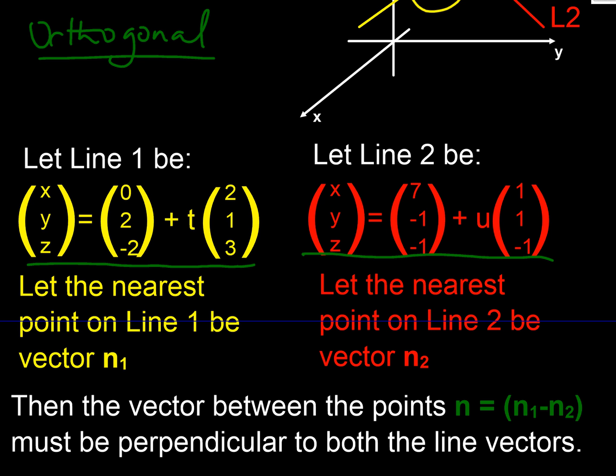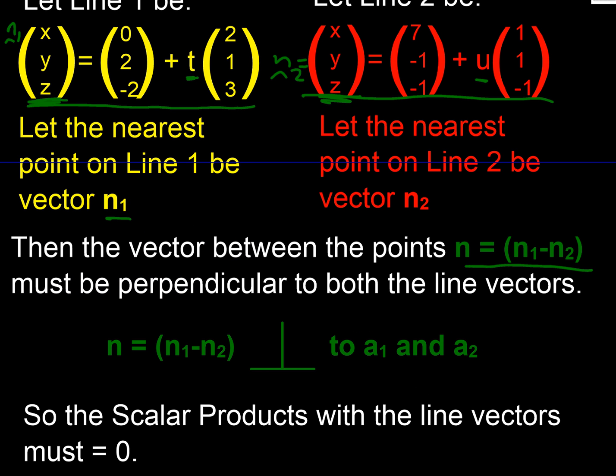Yeah. So let's say that these points here are the 2 nearest points when I've got parameters t and u. This one here will be n1, that's going to be point n1. This one's going to be n2. They're the 2 nearest points. Therefore, the vector n1 minus n2 is going to be our vector n, the vector that goes between the 2. And as we've discussed and looking at our diagram, we know that that vector must be at right angles to both the A1 vector, the line vector for A1, and the A2 line vector.